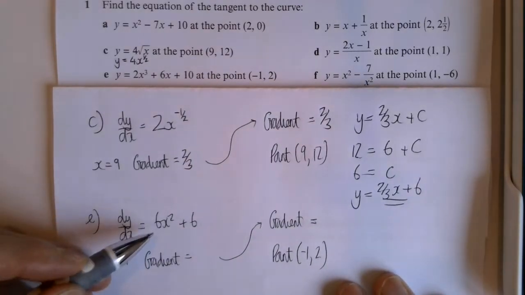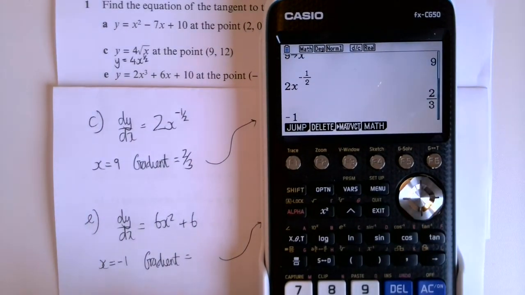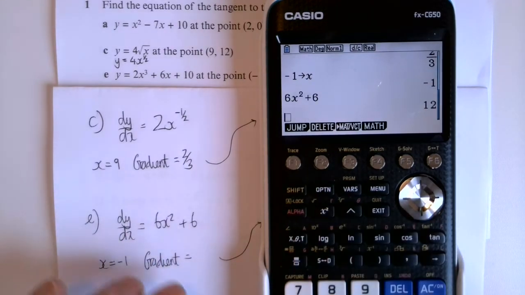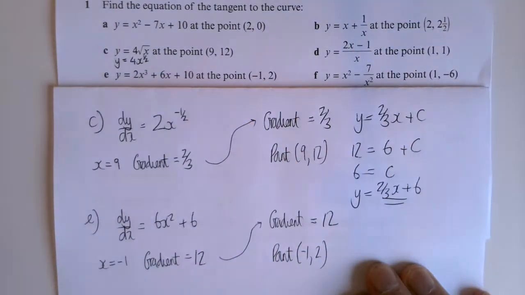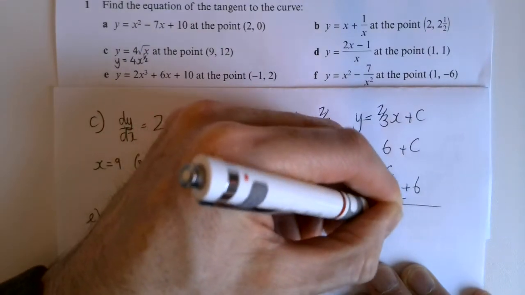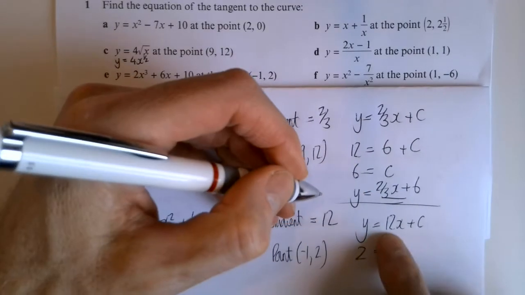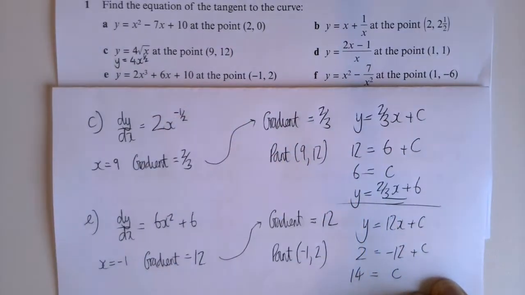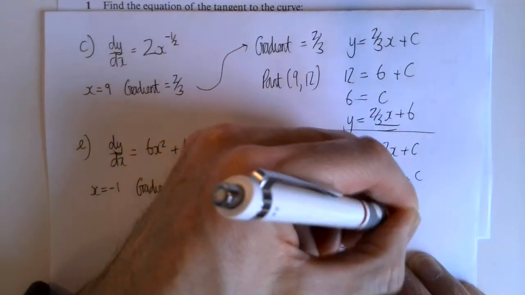And then this one here, again, I'm being really lazy because I really want to drill this technique. I'm not doing it because I think you need to do it at this stage. So I'm going to store minus 1 as my x value, and then I'm just going to evaluate 6x squared plus 6, so you get 12. The gradient's 12, so we've got y equals 12x plus something. Going to substitute those values in. So 2 equals 12 times minus 1, which is minus 12. So c is 14. So I get y equals 12x plus 14.